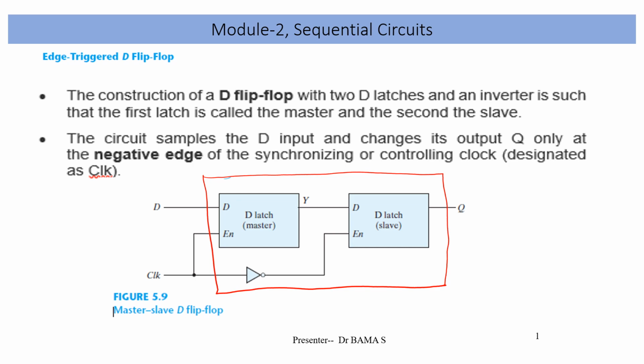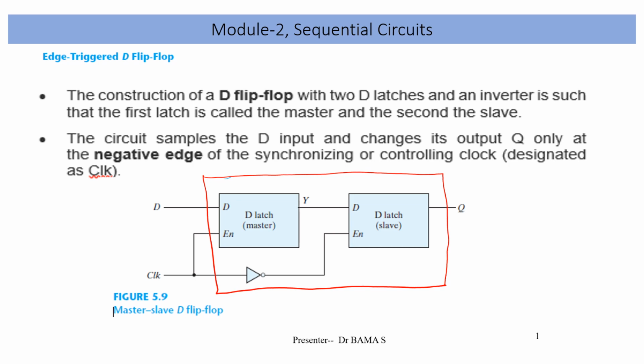Here, the first latch we call master, and the second latch we call slave. When the clock is high, the master latch is enabled, whereas the slave latch is disabled. Once the master latch is enabled, whatever input we are feeding at D will be transferred to its own output Y. At the same time, since the slave latch is disabled, it will not respond to this input.